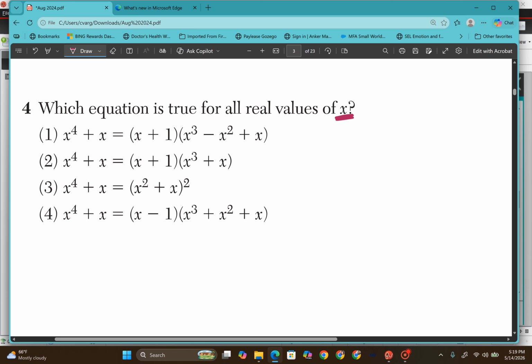All real values of x. So this is also another calculator question. You go to the graph, type all of these in, right? 1, 2, 3, and 4, and you see which one is true for all of them, right? So this is what I mean by that.